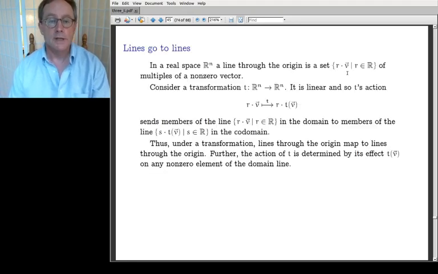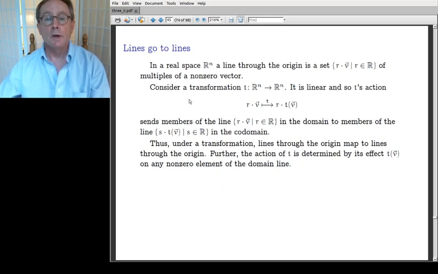I'm trying to understand what linear maps are by understanding how they act in the plane. Just a third way to look at homomorphisms, at linear maps, is I'm fixing some place I can draw, namely the plane, and I'm going to draw some. All right, so in real n space, a line through the origin is the set of all multiples of some vector.